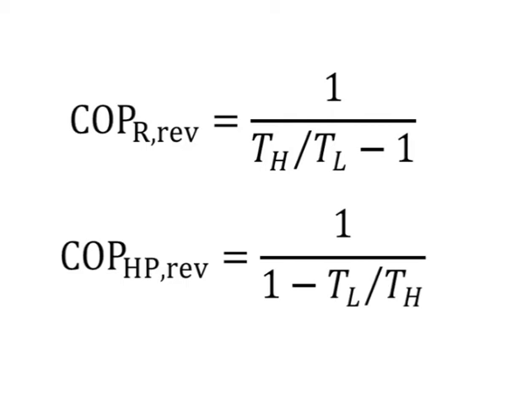These are the highest coefficients of performance that a refrigerator or a heat pump operating between the temperature limits of TL and TH can have. All actual refrigerators or heat pumps operating between these temperatures have lower coefficients of performance.